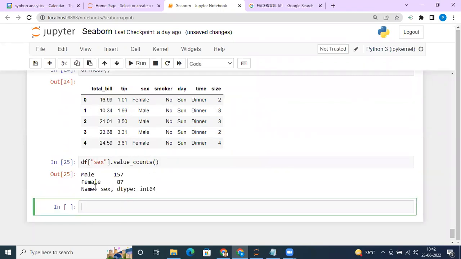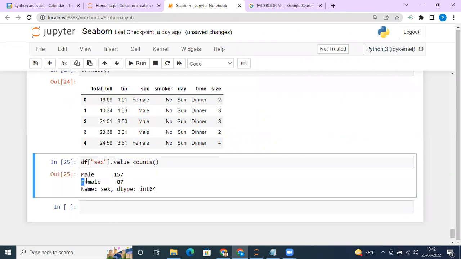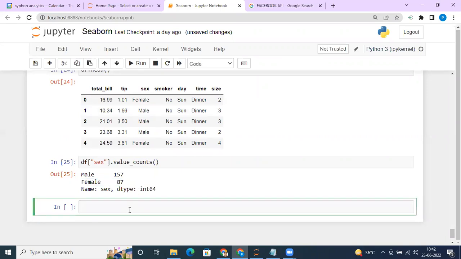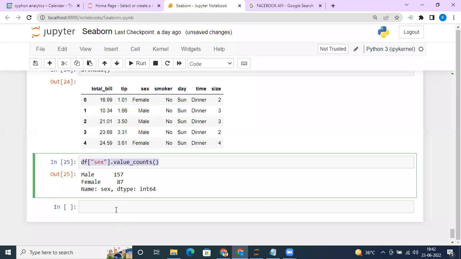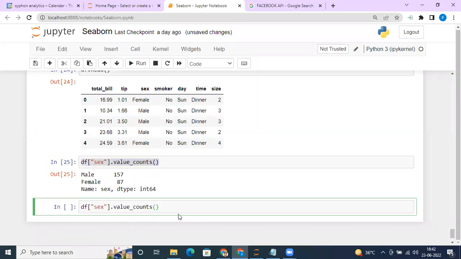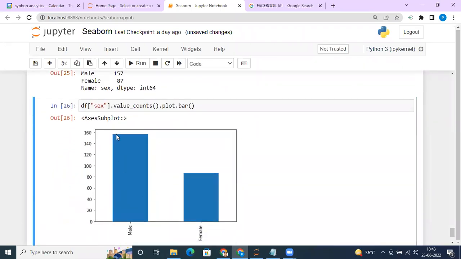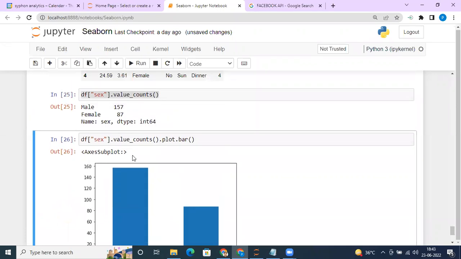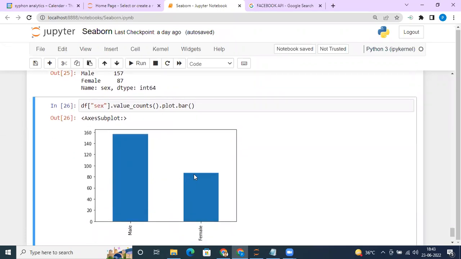So it is telling me your data set has male and female, only two categories. Males are 157 in number and females are 87 in number. Means the data set has 157 rows of information about males and 87 about females. Awesome. Now, if you want to plot it within one line, you can plot it without even using the Seaborn library. Directly, I can copy this and mention .plot.bar, the same values, because I want to plot these values. So I get this graph. Males are near 157 and females are around 87.